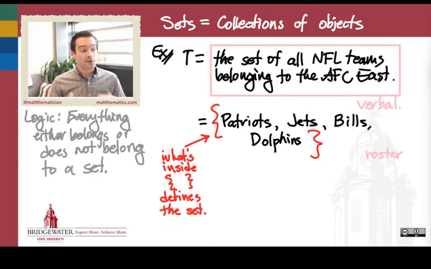So a roster method description of this set T, the set of all NFL teams belonging to the AFC East Division, would look like this. Patriots, Jets, Bills, Dolphins. Now, I happen to have listed the Patriots first here.